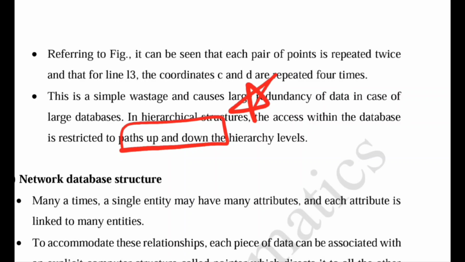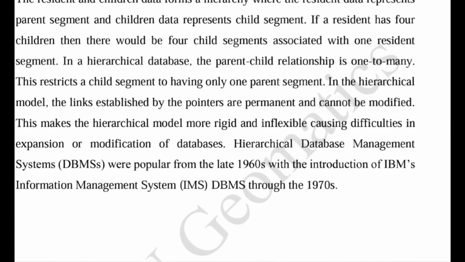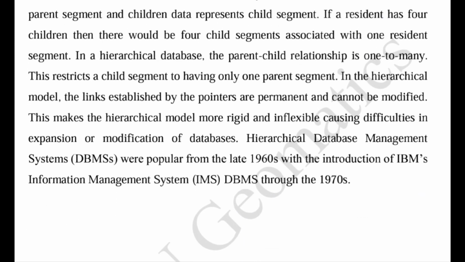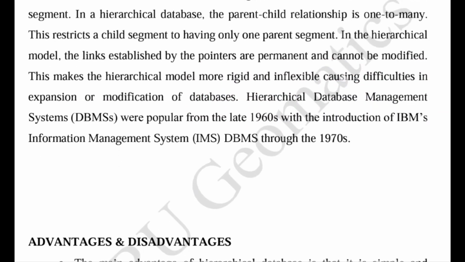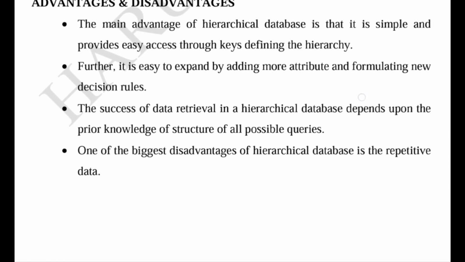And another disadvantage is that it is restricted to paths up and down. So it is also important that polygons can be found with the help of points, but we cannot define which polygon the points are a subset of. If we take an example of point C, then it is linked with 2 polygons, or we can say it is stored 4 times. So it is very difficult to find by the up-down approach. In the hierarchical model, the data retrieval is a top-to-down approach, meaning polygons to points. And we have already seen another disadvantage, that the links are permanent and cannot be modified, so it is more rigid and inflexible in nature, and it is very difficult to expand and modify the database. So it has some advantages and some disadvantages which can be asked in the GATE exam.